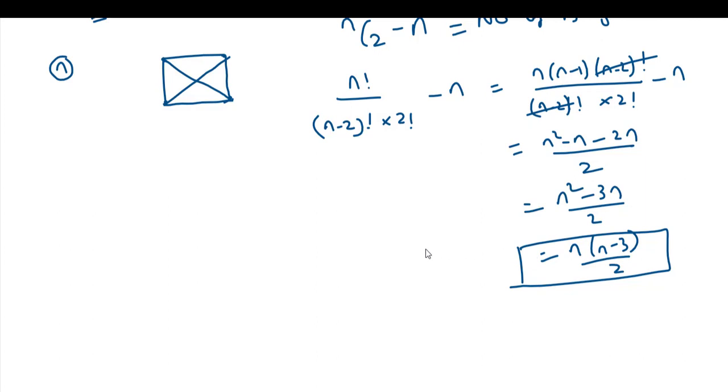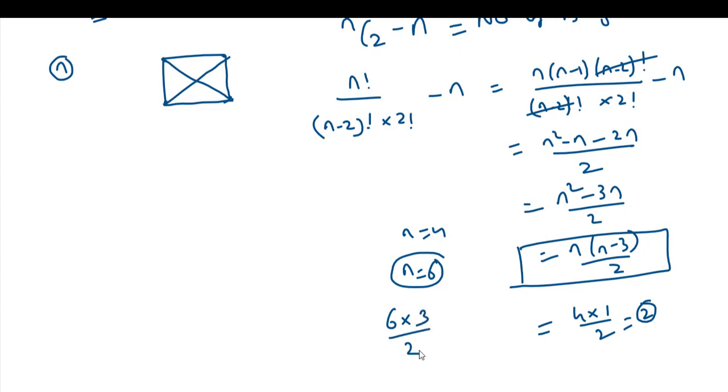So in case of a square, the number of sides is 4. If you put n equal to 4, we'll get 4 into (4 minus 3), which is 1, divided by 2, which is 2. In case of a hexagon, which is 6-sided, the number of diagonals will be given by 6 into (6 minus 3), which is 3, the whole thing divided by 2. This will give us 9. So in this way, you can find the number of diagonals in case of an n-sided regular polygon.